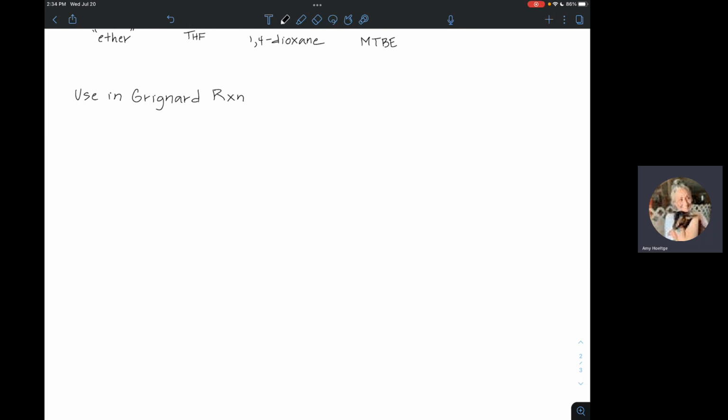So in general, a Grignard reaction will take an alkyl halide. So we'll just say RX. So this right here can be our alkyl halide.